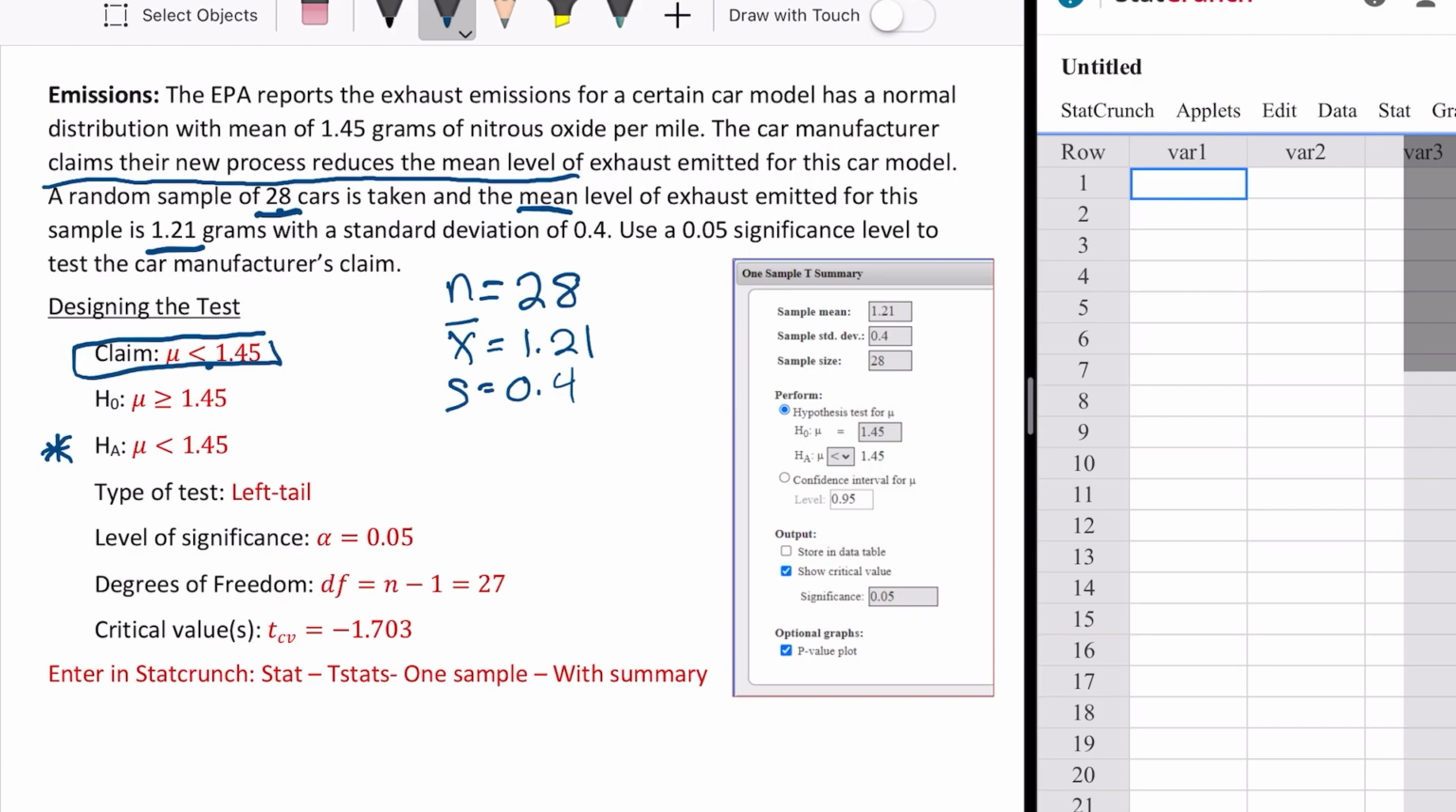And so the next thing I'm going to do, because I can get my degrees of freedom.